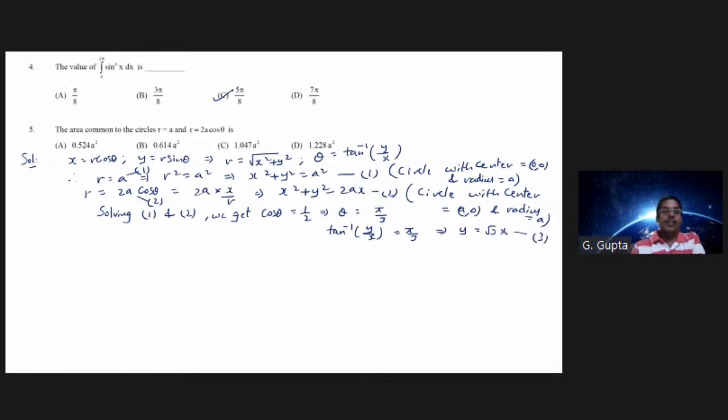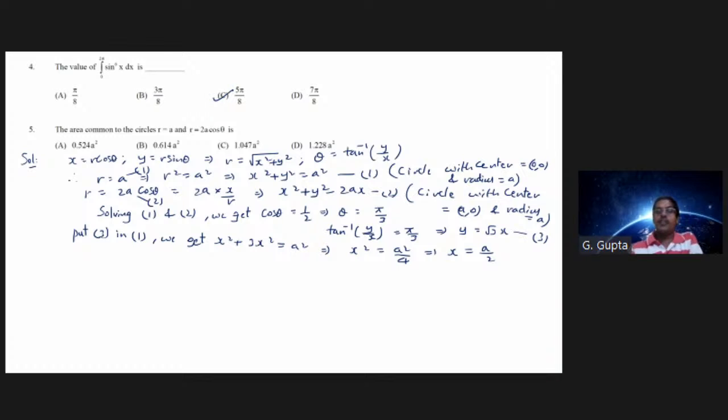So from putting equation 3 in 1, because we have to find x limits to find the area after I already converted into Cartesian coordinates. X square plus y square becomes 3x square is equal to a square. So 4x square, x square is equal to a square by 4, which implies x is equal to a by 2, plus or minus a by 2, of course.